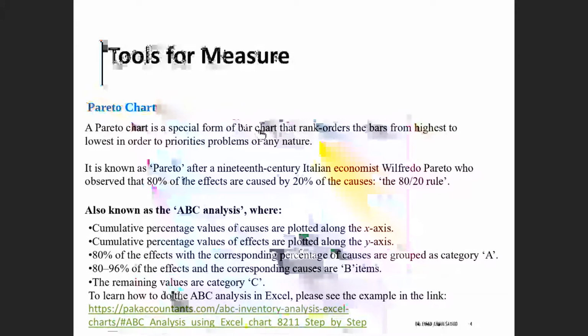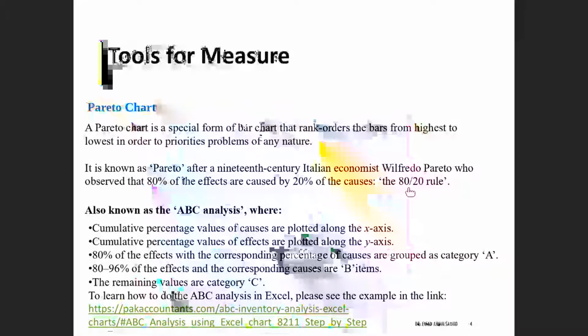The bar chart ranks the bars in order from highest to lowest. And why is it called Pareto and not just a histogram ordered from highest to lowest? Basically because the Pareto concept was initially found by the Italian economist Vilfredo Pareto, who observed that 80% of the effects are caused by 20% of the causes, and they call this the 80-20 rule.